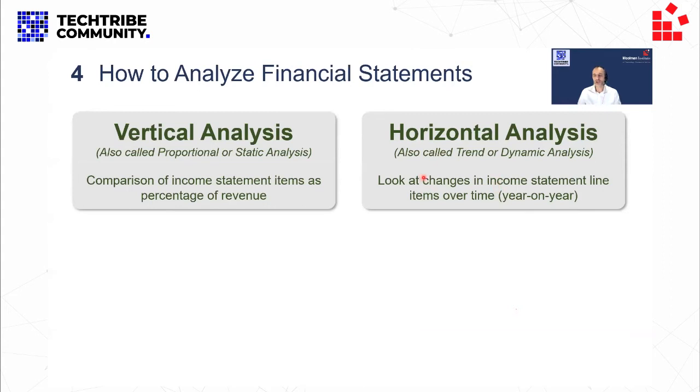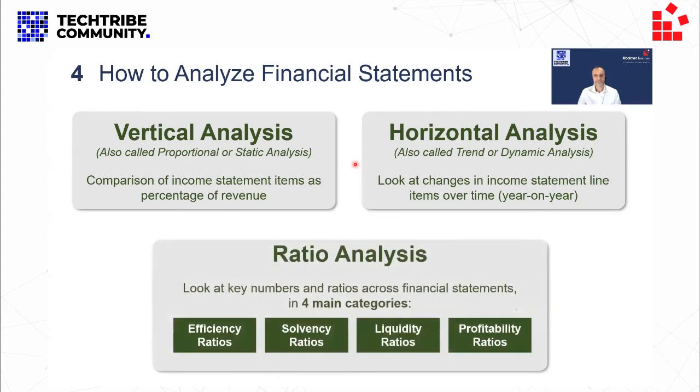In other words, how did it change from last year to this year? And trying to look at trends to see how the business is doing over a number of years. And then we have what's called ratio analysis. And that looks at key numbers and ratios across financial statements in 4 different categories called efficiency ratios, solvency ratios, liquidity ratios, and profitability ratios. And you can already see with the names of those different ratios what they are about.